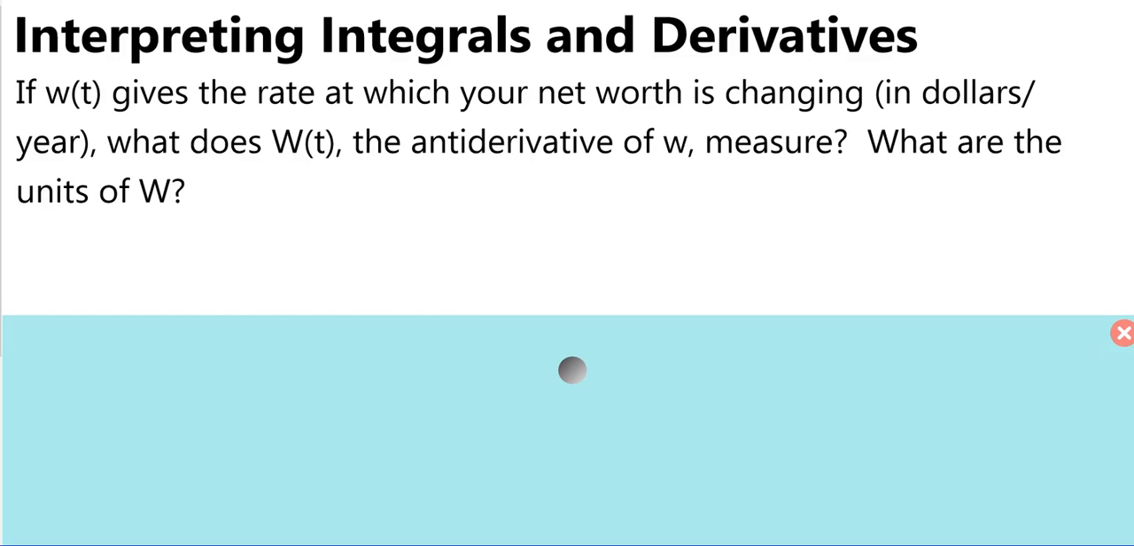What are the units of capital W? Let's do units first. What would the units of the antiderivative be if little w is in dollars per year? Good, right? If I derive, I gain a unit of time in the denominator every time we derive. If we antiderive, I'm going to lose that unit, right? So capital W would be in dollars, and what would capital W measure?